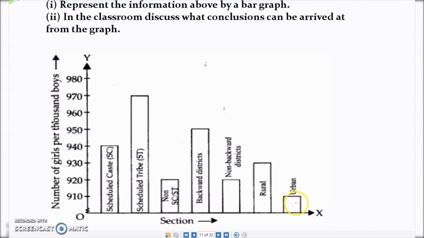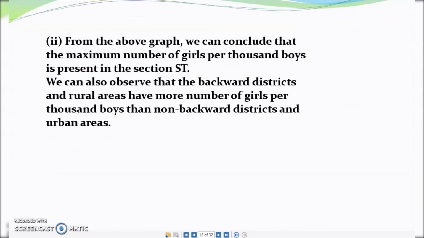and the width of the bar the same. From the above graph, we can conclude that the maximum number of girls per 1000 boys is present in the section ST, and we also observe that the backward districts and rural areas have more girls per 1000 boys than non-backward districts and urban areas.